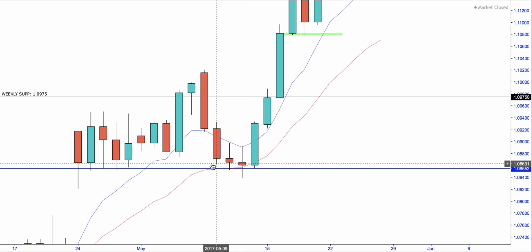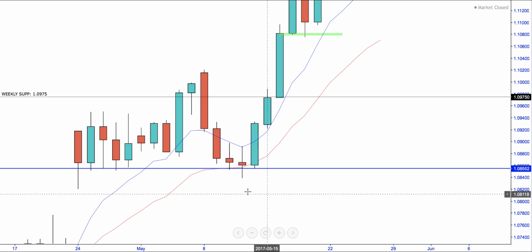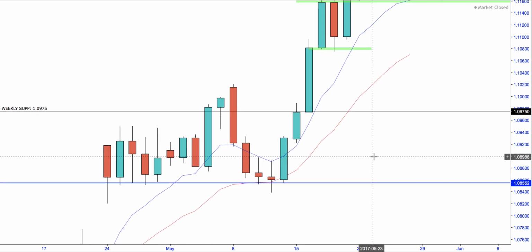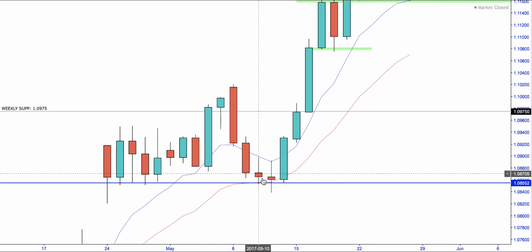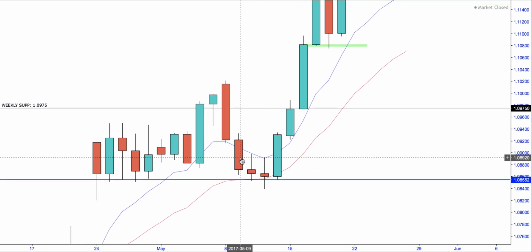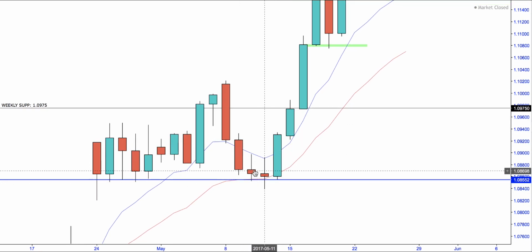Around here. Okay, so we pull back, and we have a 3-pin formation here. 1, 2, 3. With a 3-pin formation once more, we've got the support, the moving averages are up, we've closed back above the moving average, the body, as you can see. So it's more like a retest of this region. In and out, in and out.